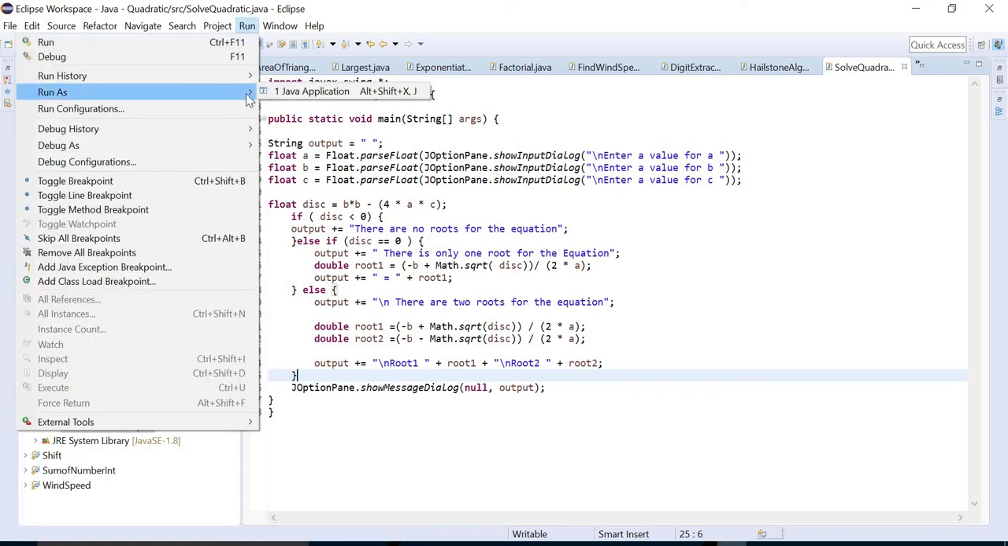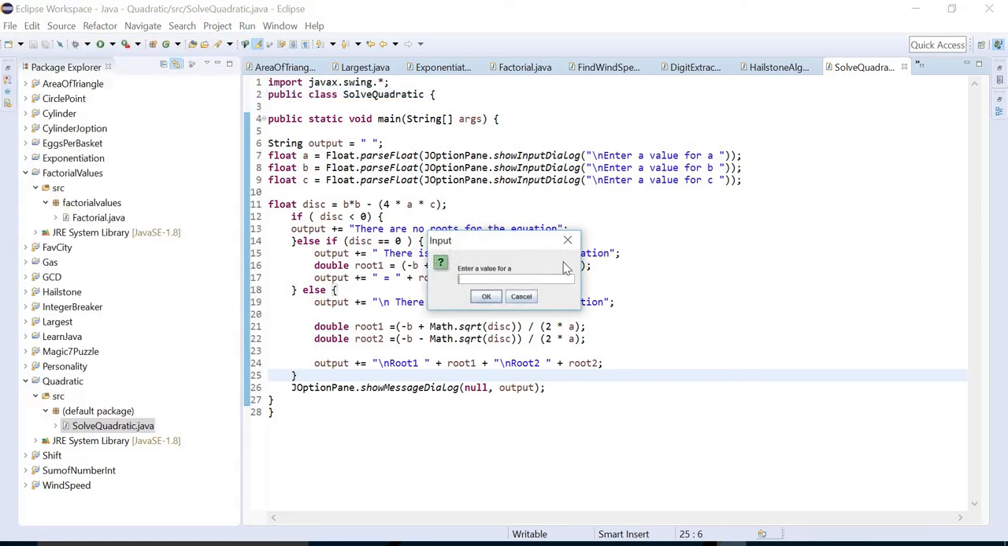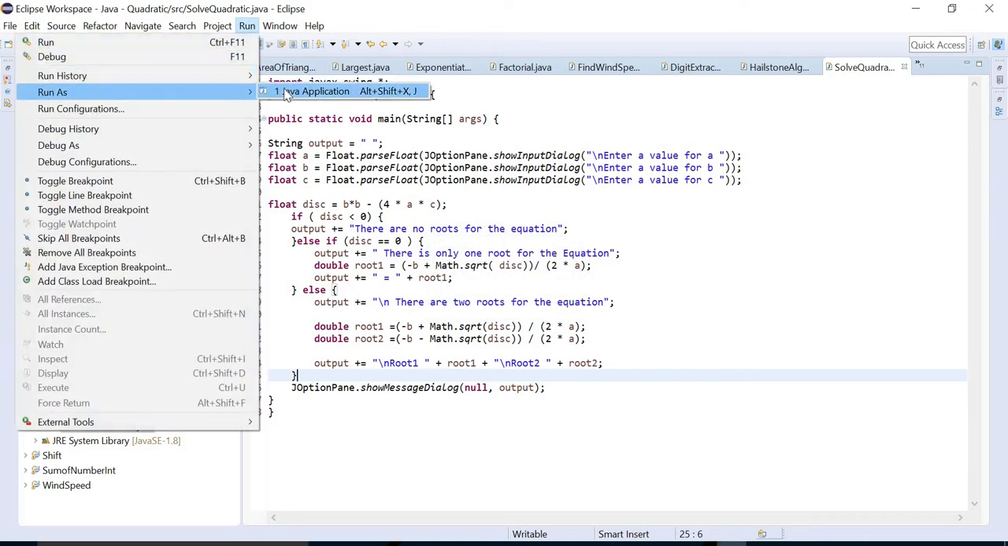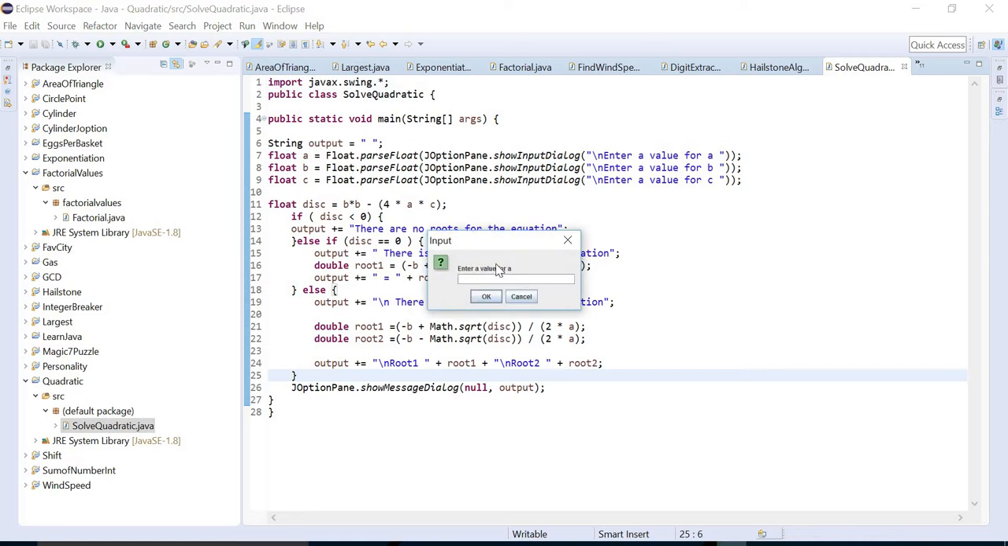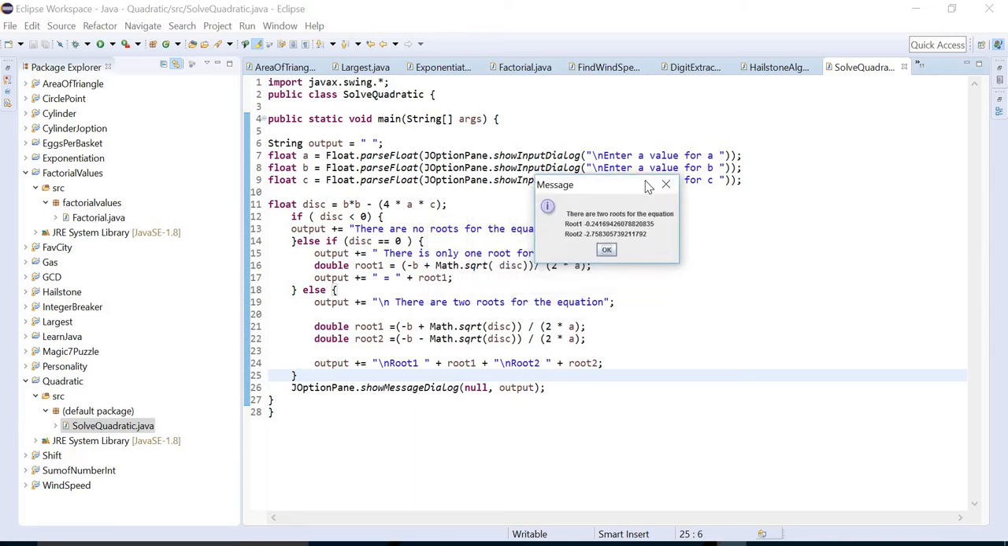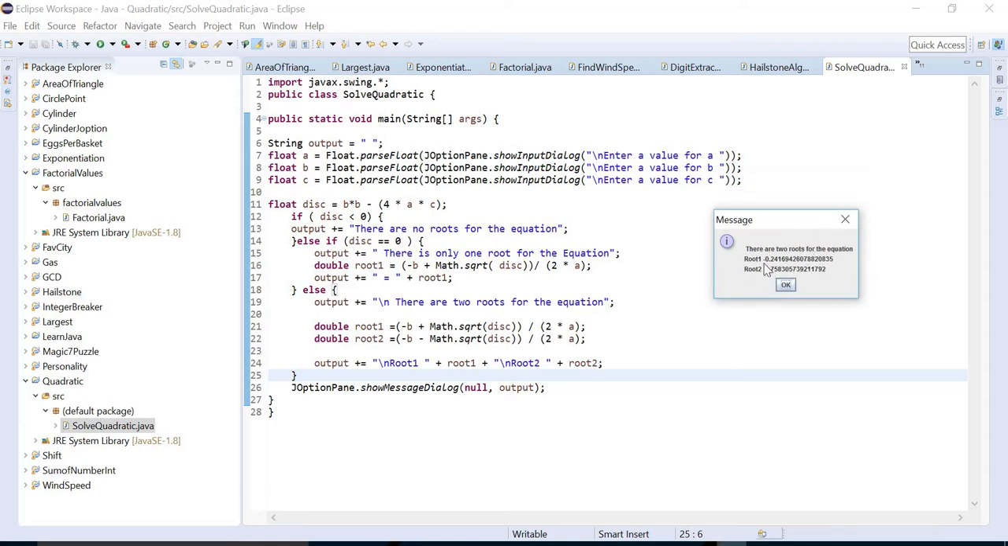Let's try bigger numbers. Let's try, I don't know, 6, 8, and 10. There's still no roots for the equation. What are ones where I know there's going to be? 3, 9, 2. Yeah, here we go. We got roots now. So the roots came out in this case to be negative that and then negative that. They're pretty large numbers, guys. But those are the two roots for that equation.